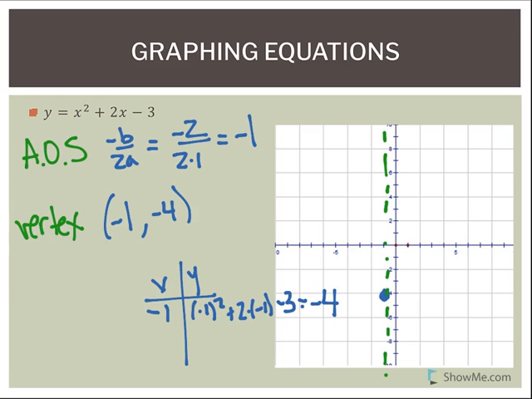All right, when I find my axis of symmetry, it is at negative 1. When I plug negative 1 into my equation, I get out negative 4. All right, so now I have my vertex. So we could go ahead and graph some more.